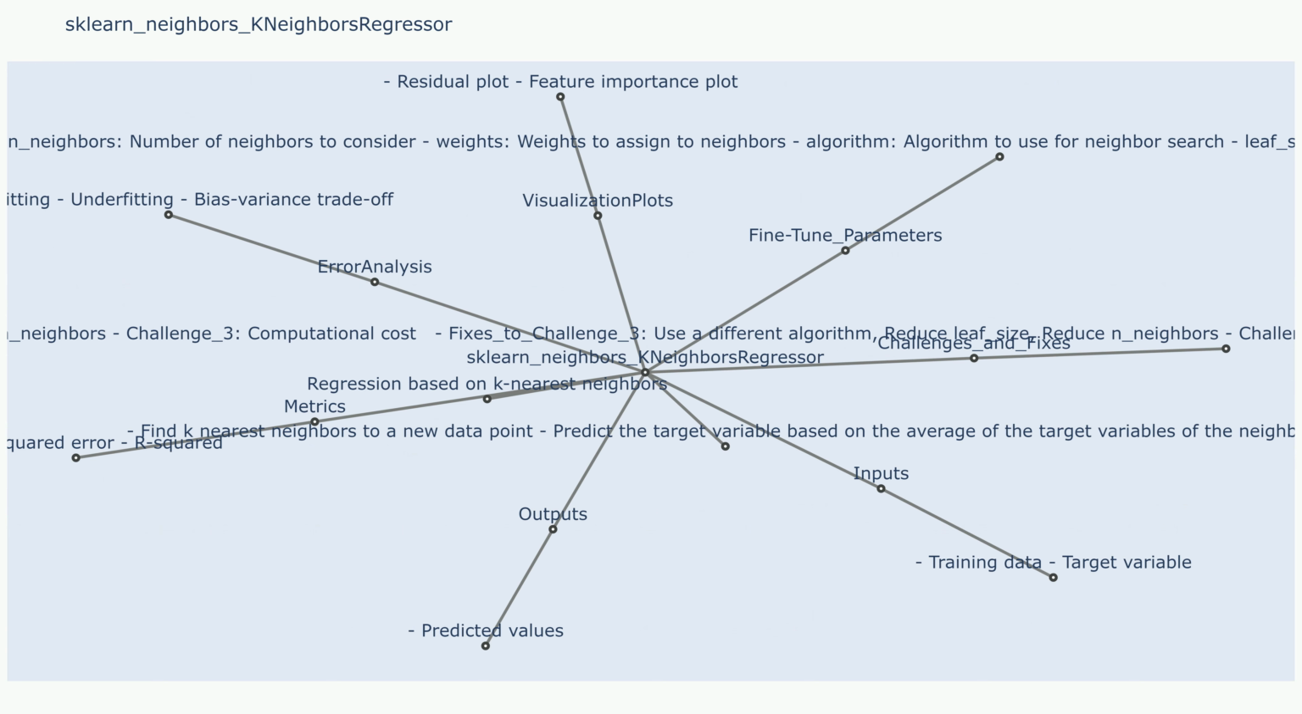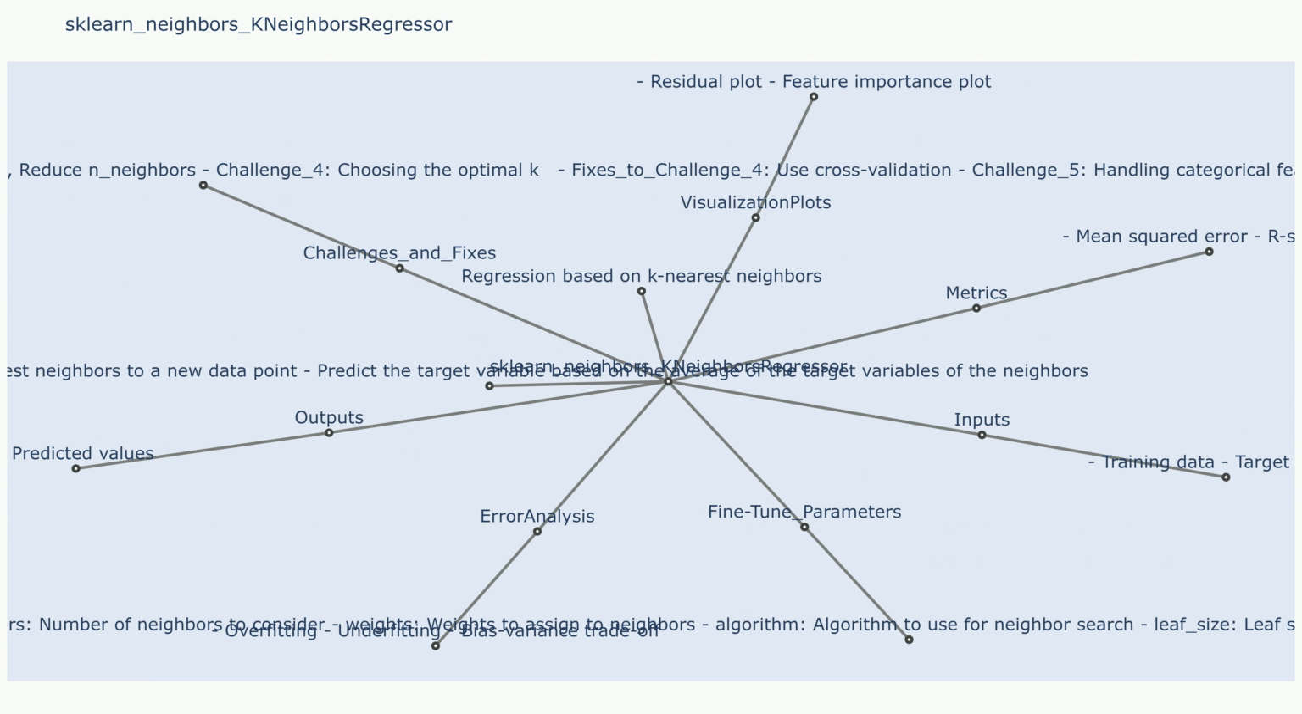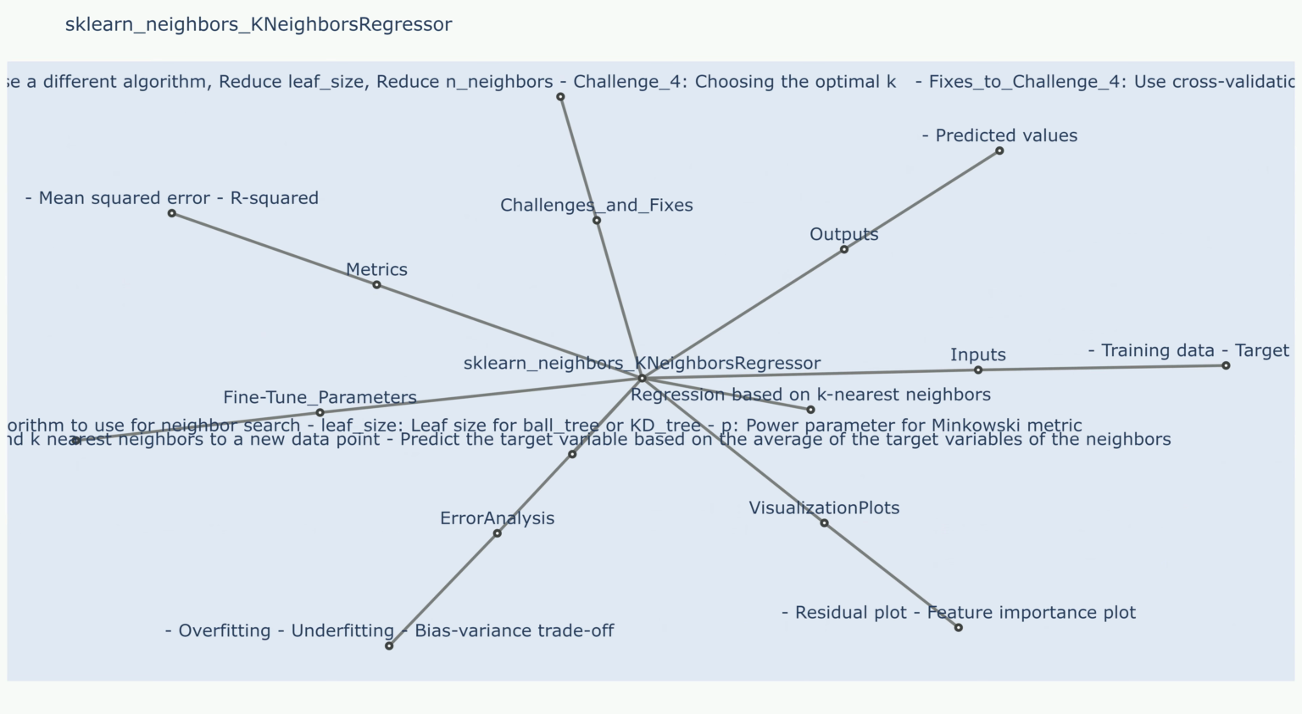Steps. Training. The algorithm first learns from the training data by storing all the data points and their corresponding target values in memory. Prediction. When a new data point is given, the algorithm identifies the k-nearest neighbors to the new data point based on a chosen distance metric. It then calculates the predicted output value by averaging the target values of the k-nearest neighbors, weighted by their distance from the new data point.